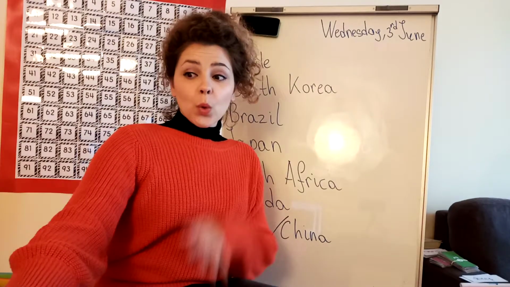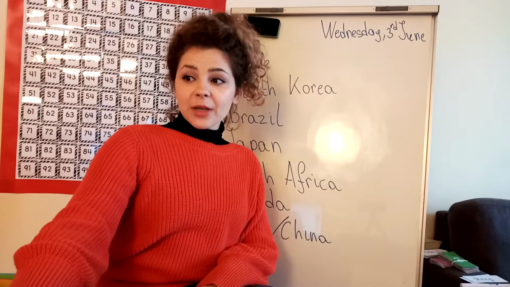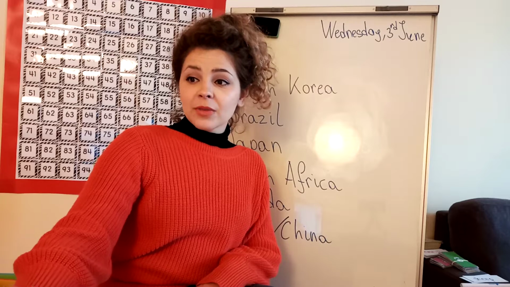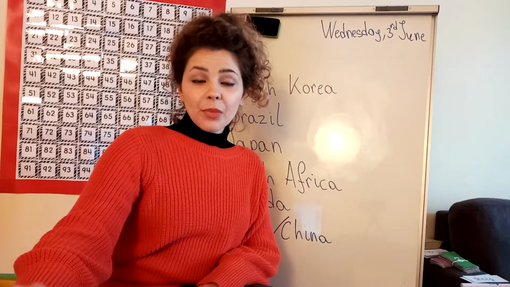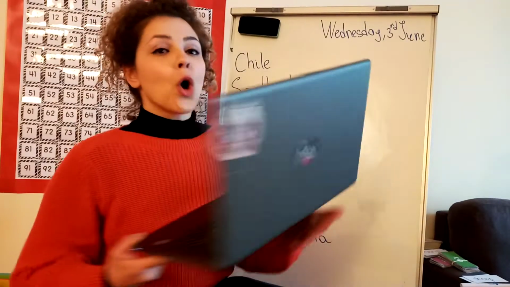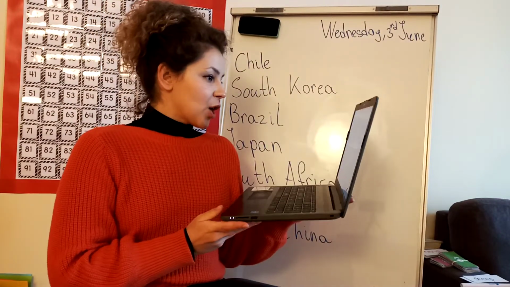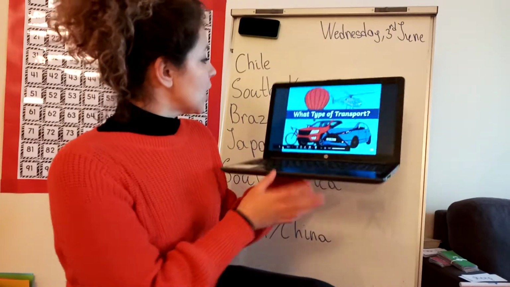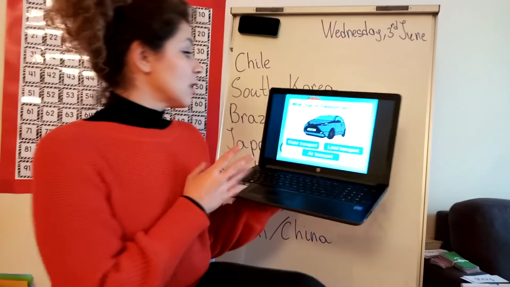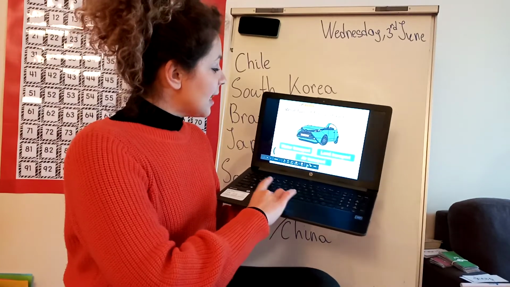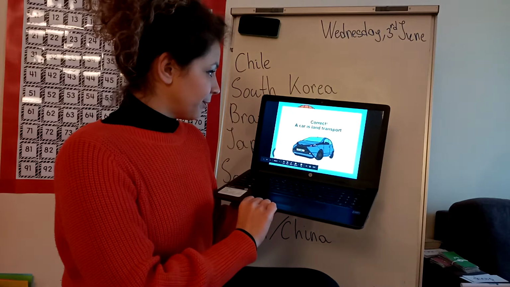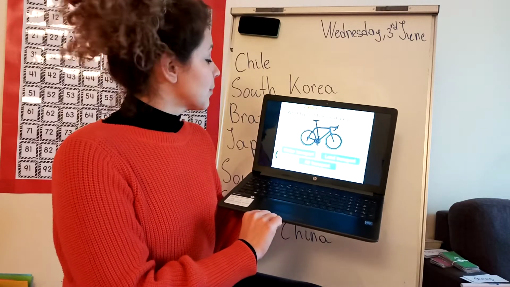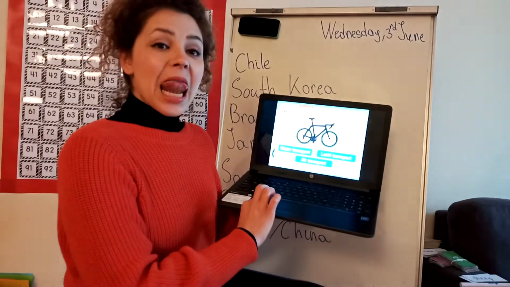So I'm just going to quickly go over that presentation that I showed you in class, just to remind ourselves what some types of transport are called and where they go. If you just give me a second for this to start working. Okay, let's take a look. Here, this vehicle is called a car, an automobile, and it's land transport. What would this be? A bicycle. A bicycle is also land transport.